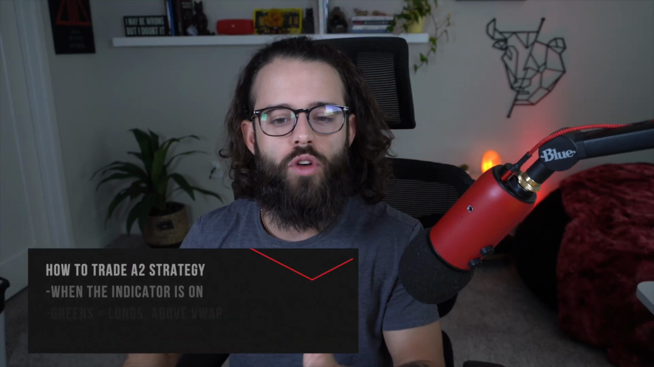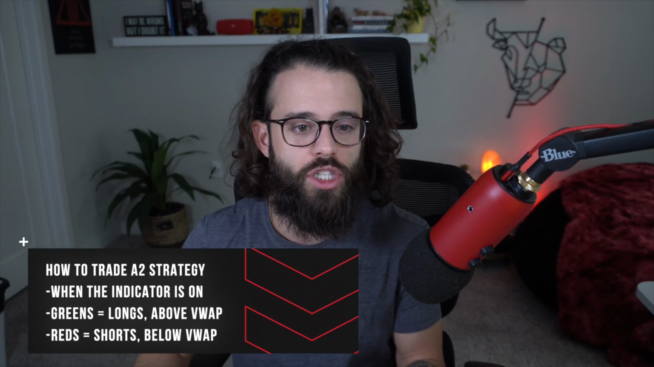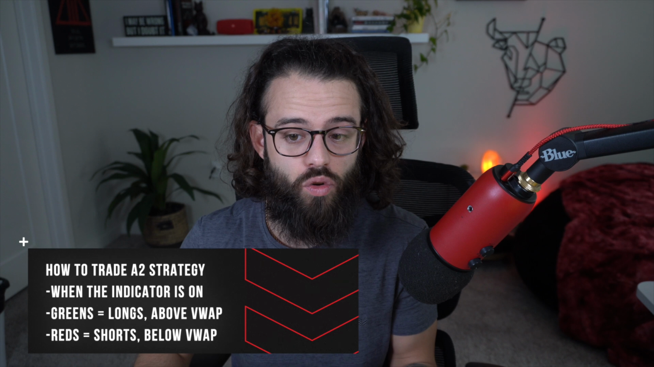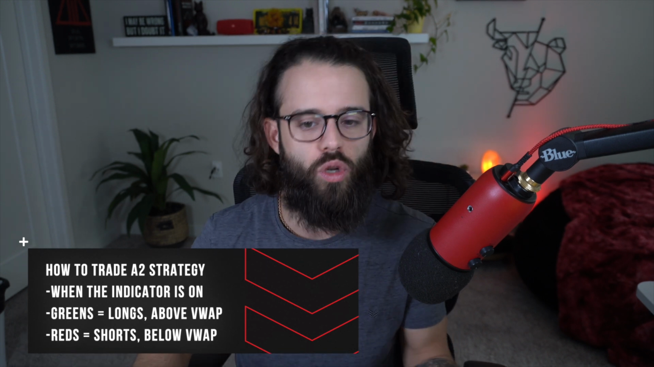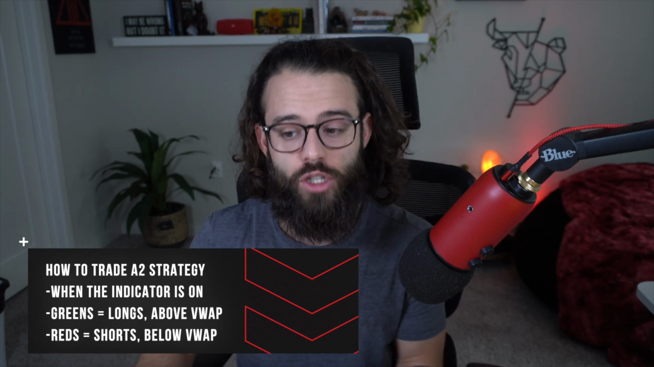So now today, what we've talked about so far is Lux Algo, their premium services, their premium indicators. We've also talked about the free indicator that you can now use. I'll make sure that's also linked in the description. We've gone over how to trade this A2 strategy when you put this indicator on. Greens are long, reds are shorts. We're looking for longs above the VWAP and shorts below the VWAP. So now you have an understanding of how to use the indicator, how to find it, how to trade the A2, how to put your stop loss in, and where to take profit.